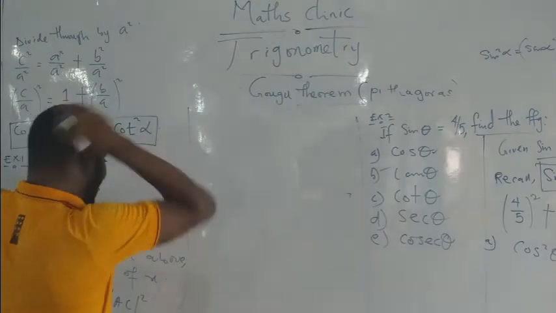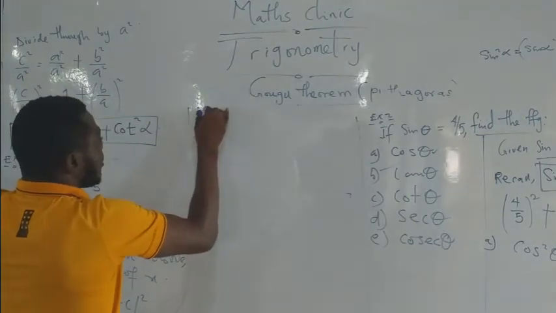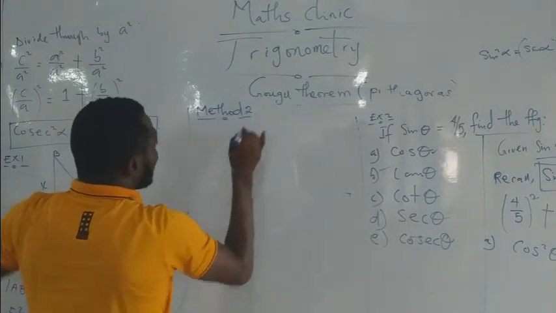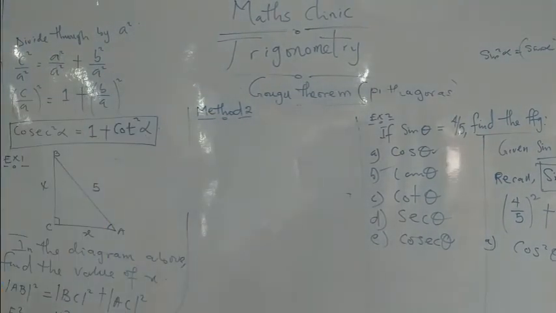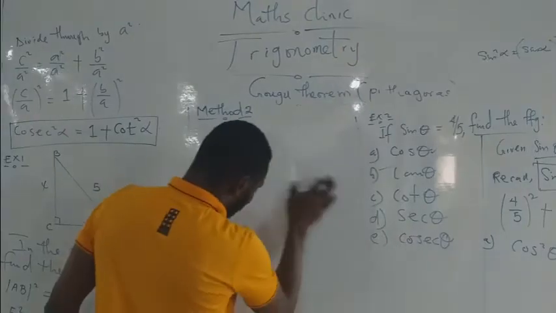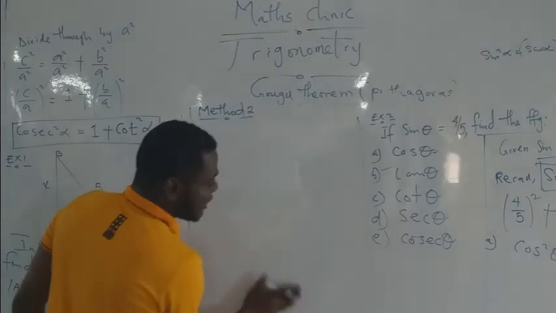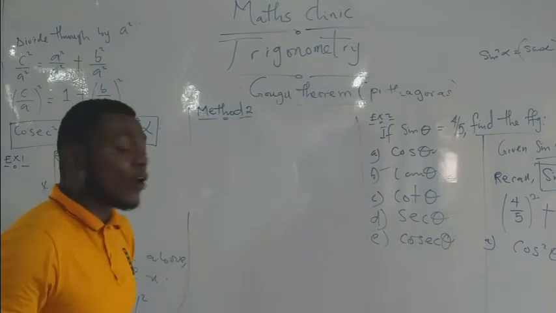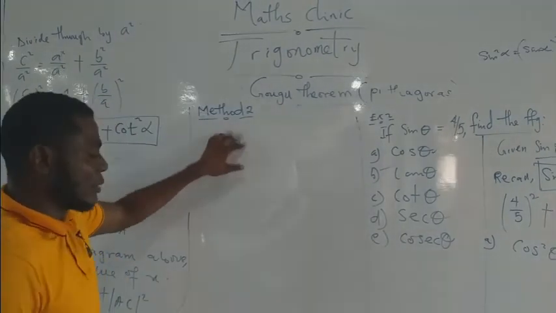Alita, or let me just write method 2. Alita means method 2, alternative. In order not to confuse you, alita means alternative, okay? Some textbooks use alita, but generally they use alternative or method 2. So let me just write it as method 2.